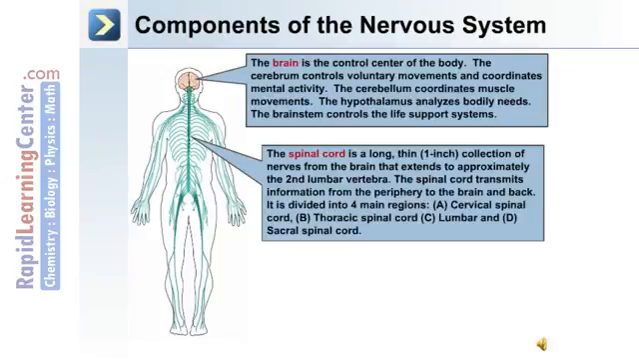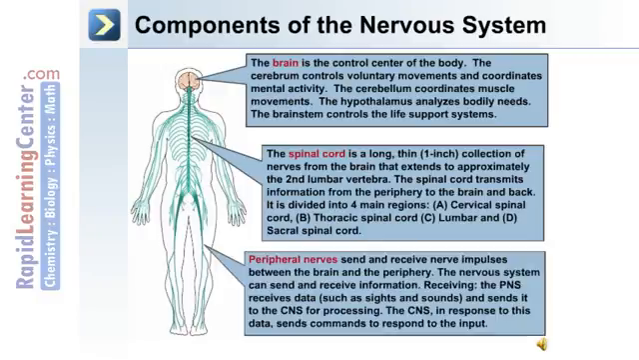The spinal cord is a long, thin collection of nerves that extend from the brain to approximately the second lumbar vertebrae. The spinal cord transmits information from the periphery to the brain and back. It's divided into four main regions: the cervical spinal cord, the thoracic spinal cord, the lumbar and sacral spinal cord. The peripheral nerves send and receive nerve impulses between the brain and the periphery.